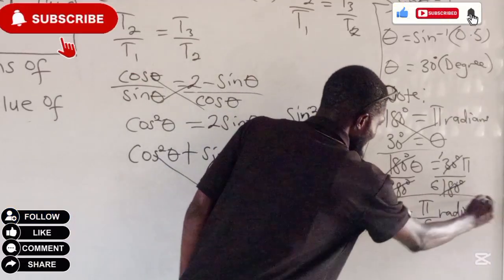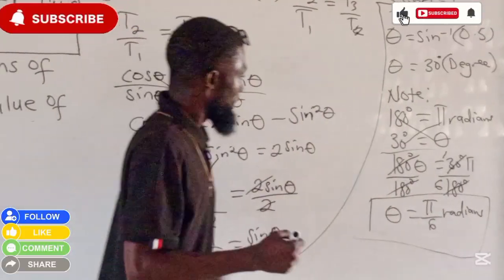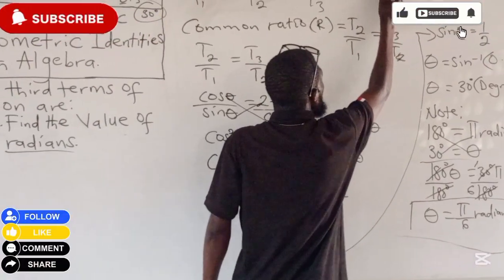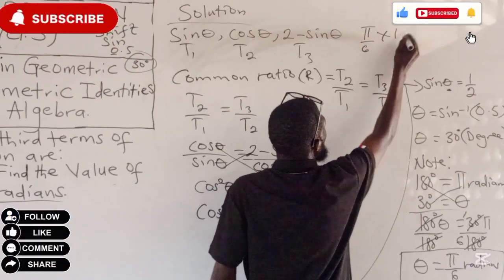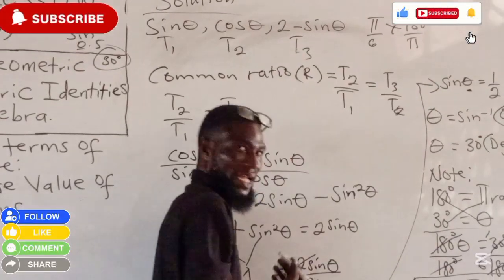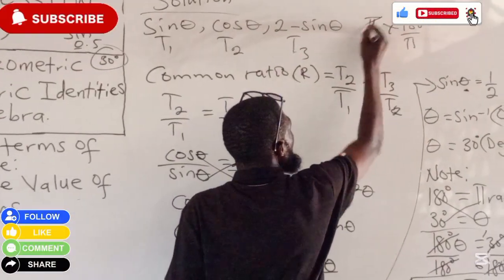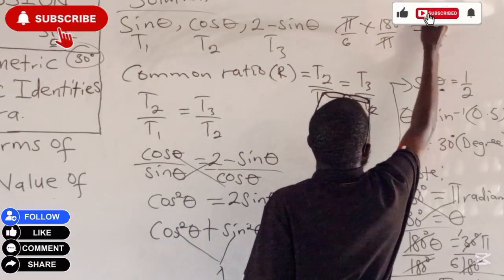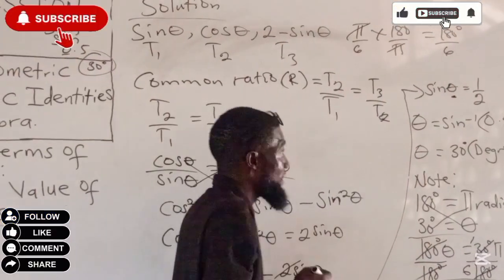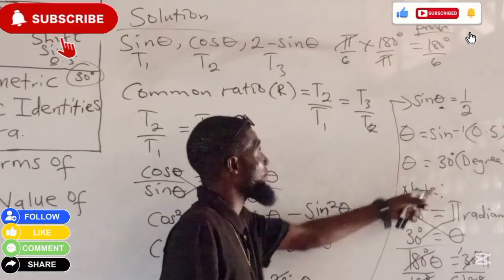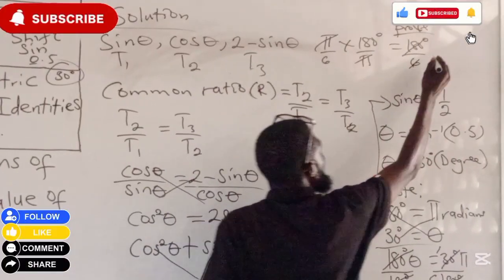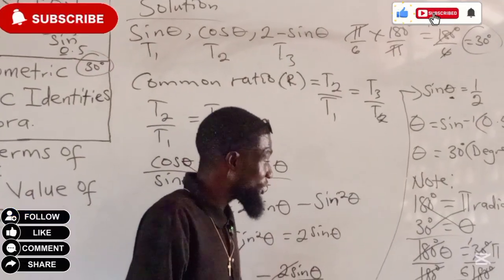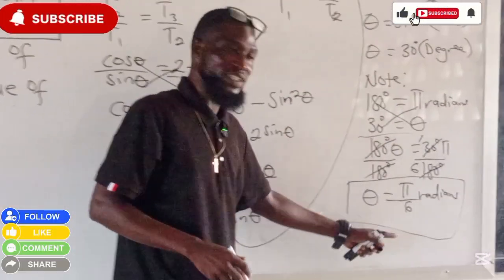Ladies and gentlemen, this is our answer for today. For the proof that pi over 6 radians is equal to 30 degrees, we say pi over 6 times 180 degrees over pi, just to prove. Remember, the pi and the pi automatically cancel, and we have 180 degrees all divided by 6. Remember, ladies and gentlemen, we are proving this mathematical problem. If I divide 180 degrees by 6, automatically I will have 30 degrees. So you see, our answer for theta is correct, which will be equal to pi over 6 radians.